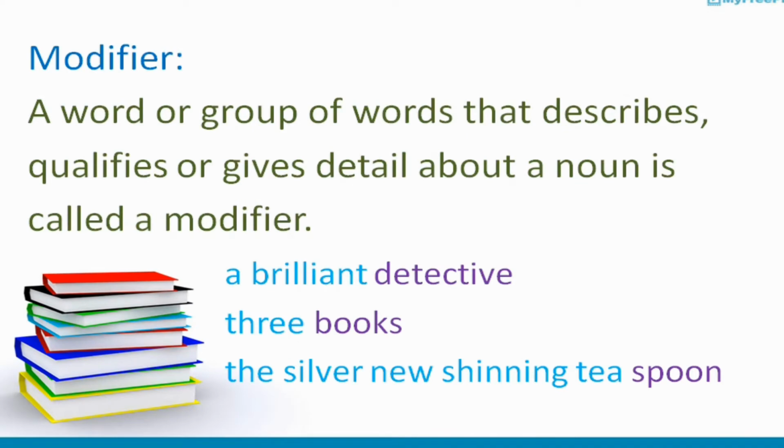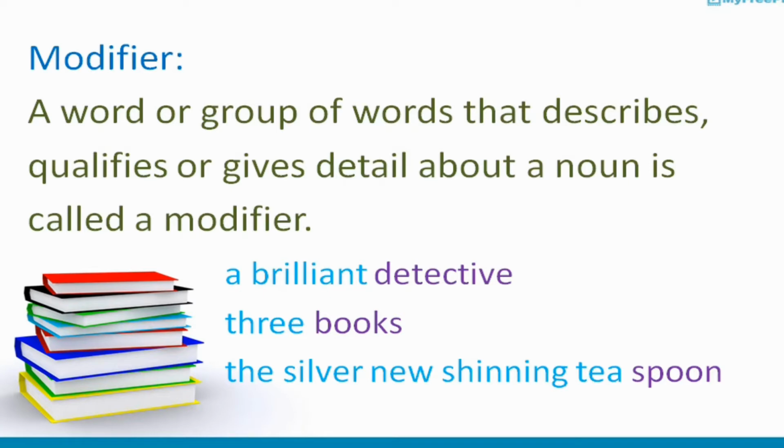Before going to noun phrase, let's talk about modifier. What is a modifier? A word or a group of words that describes, qualifies, or gives detail about a noun is called a modifier. I have given these three examples to understand the modifier. Number one, a brilliant detective. Detective is a noun, and brilliant describes and gives more information about the detective. That's why we call it a noun phrase.